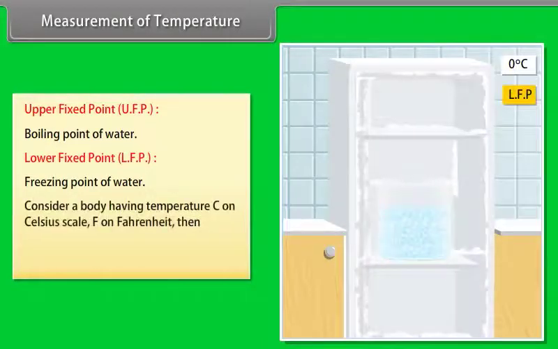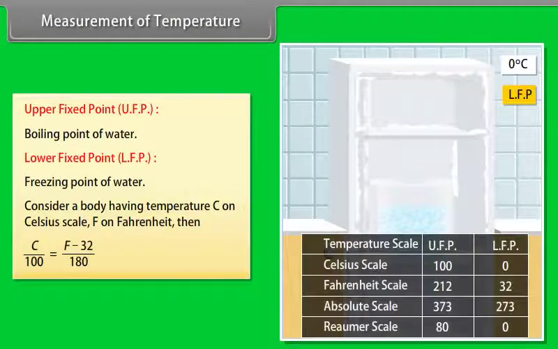Consider a body having temperature C on the Celsius scale and F on the Fahrenheit scale. Then C upon 100 is equal to F minus 32 upon 180.